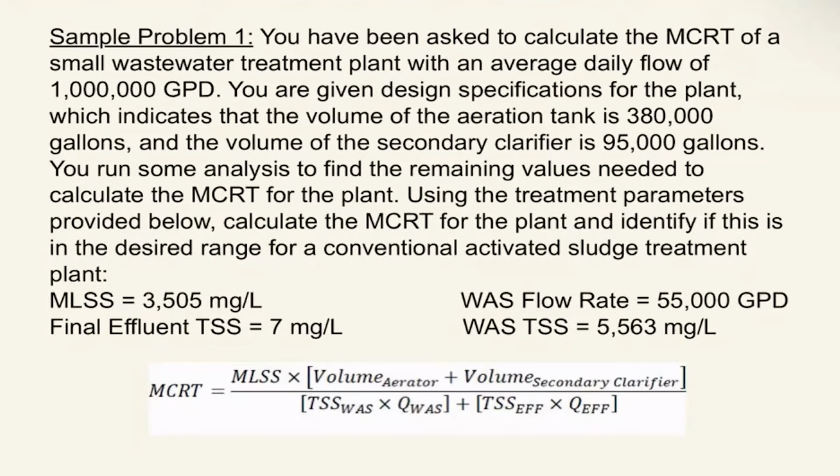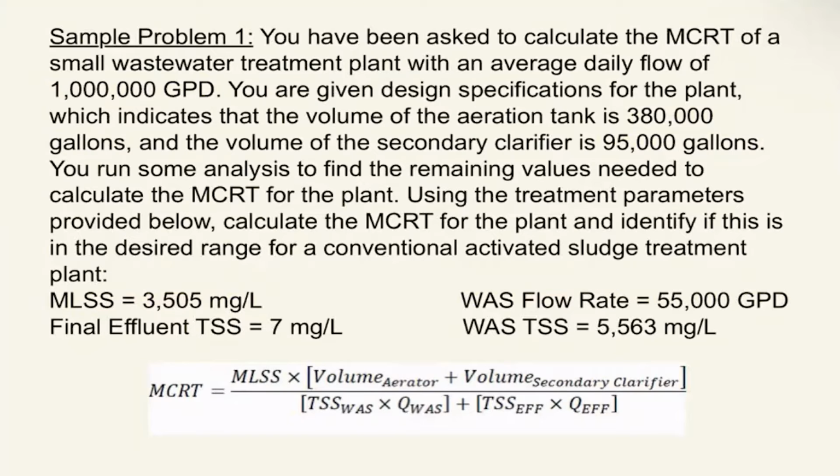You run some analysis to find the remaining values needed to calculate the MCRT for the plant. Using the treatment parameters provided below, calculate the MCRT for the plant and identify if this is in the desired range for a conventional activated sludge treatment plant. And then we are provided the following values: an MLSS of 3,505 milligrams per liter, a WAS flow rate of 55,000 gallons per day, a final effluent TSS of 7 milligrams per liter, and a WAS TSS of 5,563 milligrams per liter. And I've also included the equation for our MCRT so we can use the values in the sample problem to make sure that we have everything we need in our equation to calculate the MCRT.